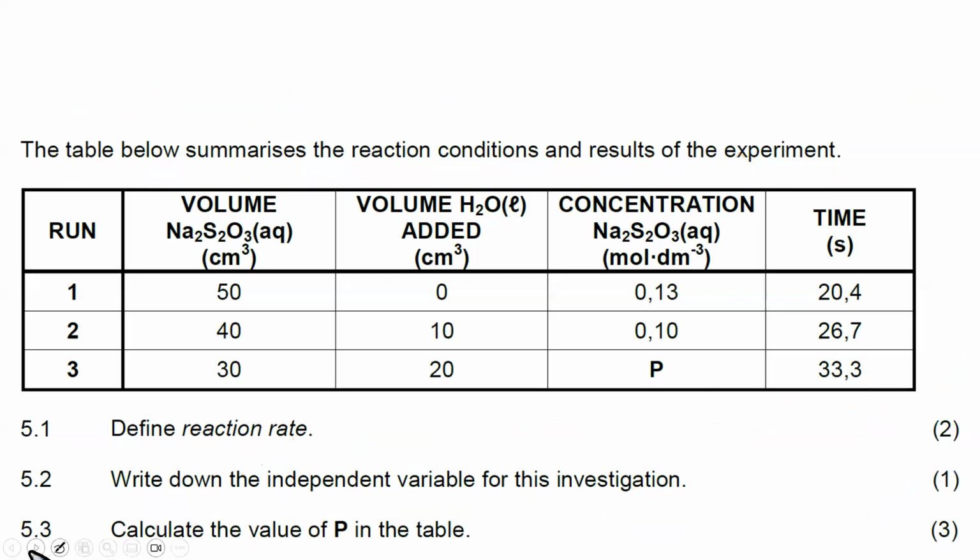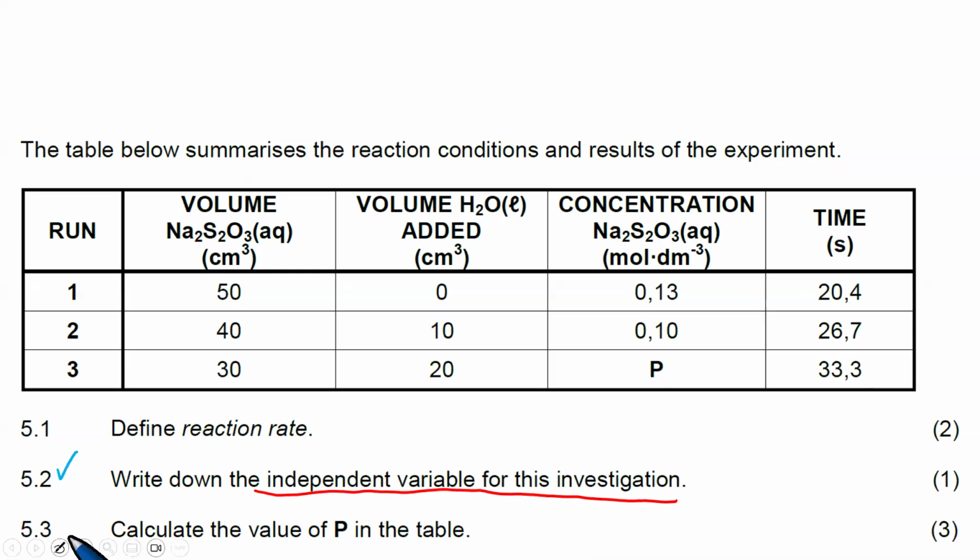5.2. Okay, 5.2 is this one. Write down the independent variable of this investigation. Which one is the independent variable? The independent variable is the variable we change. What variable are we changing?